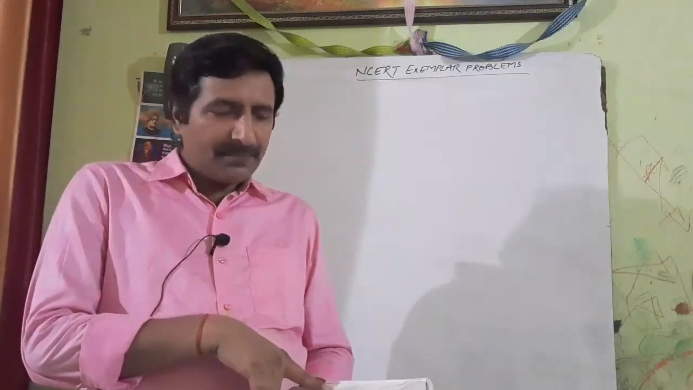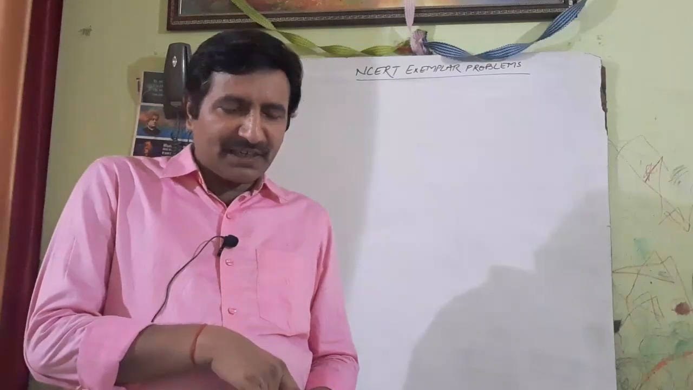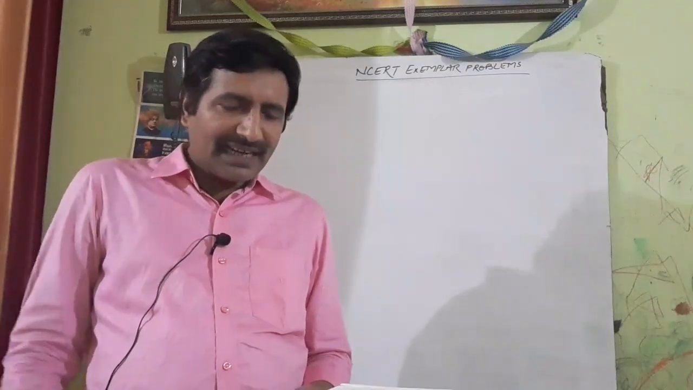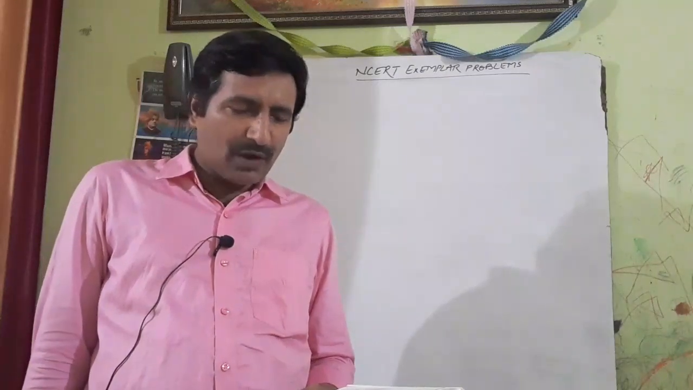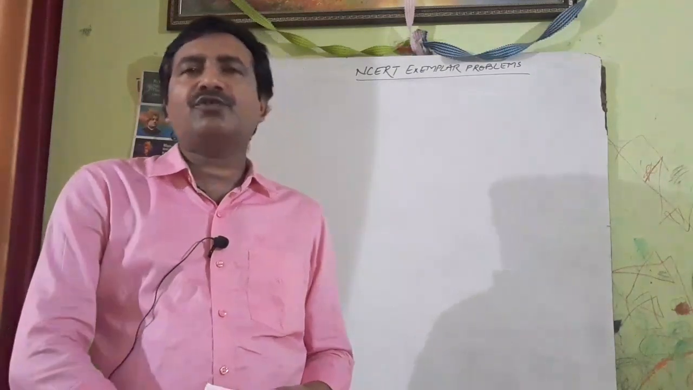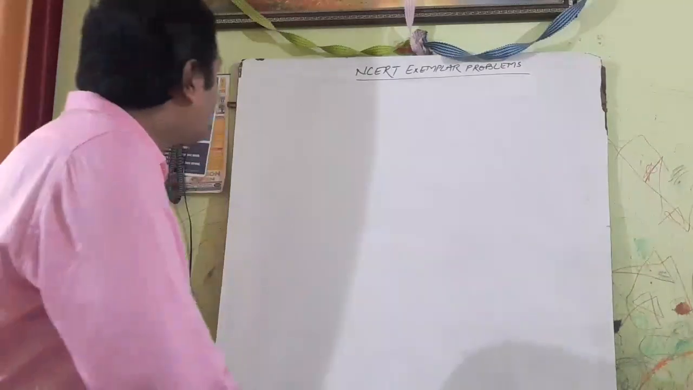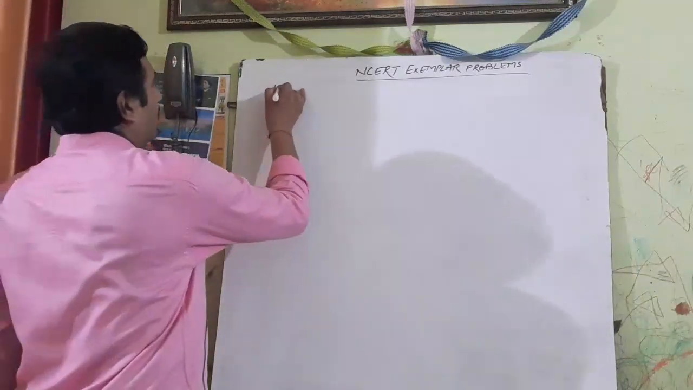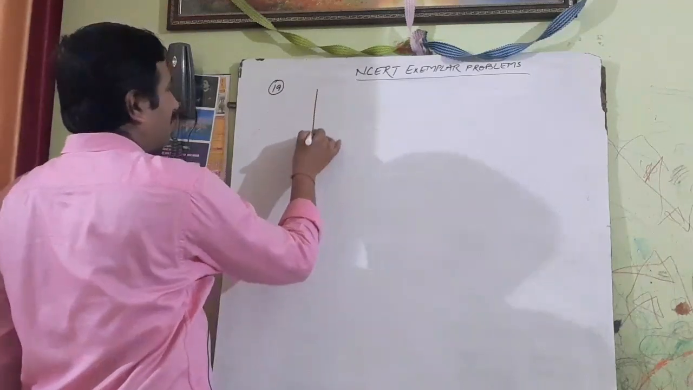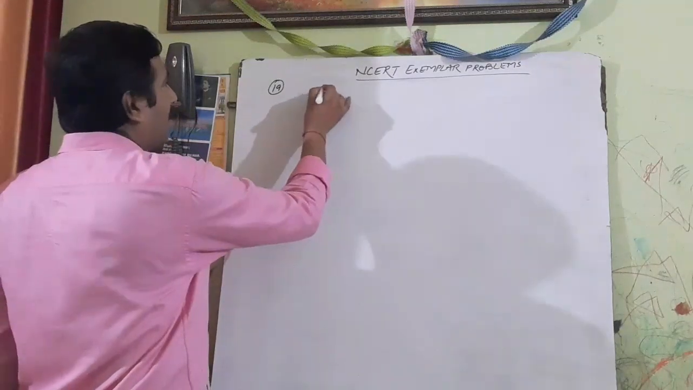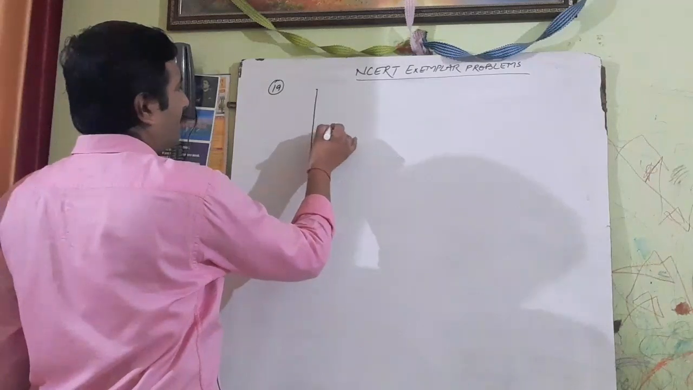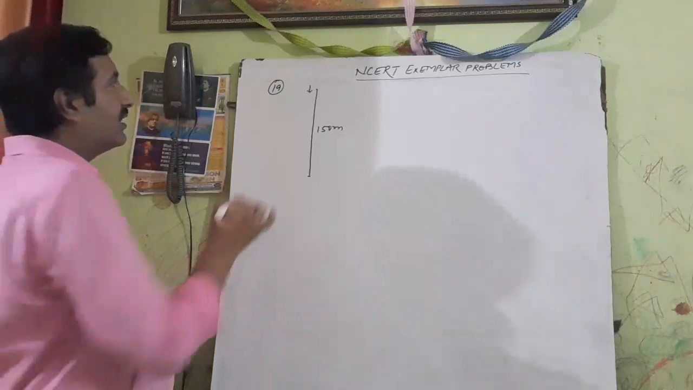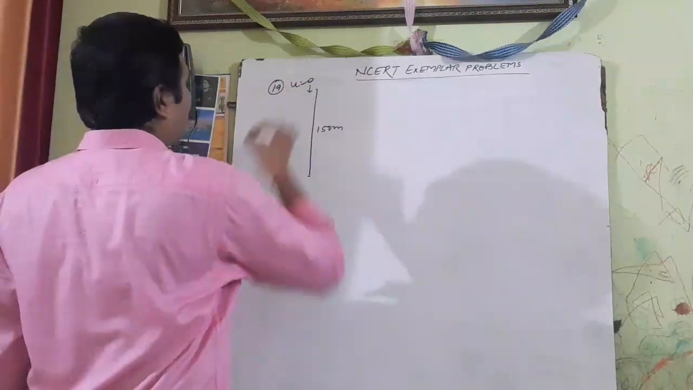Question number 19. An object is dropped from rest at a height of 150 meter, and simultaneously another object is dropped from rest at a height of 100 meter. Means this is the height of 150 meter, and from here an object is dropped from rest, so its initial velocity is 0.